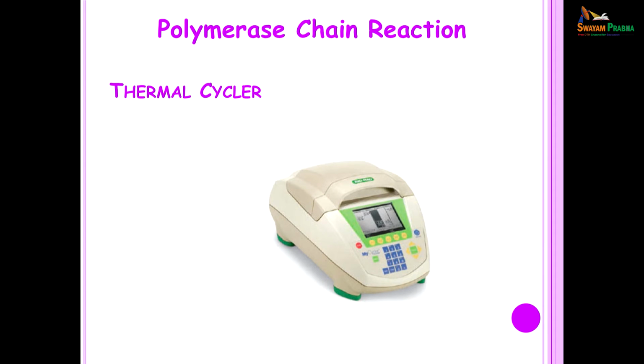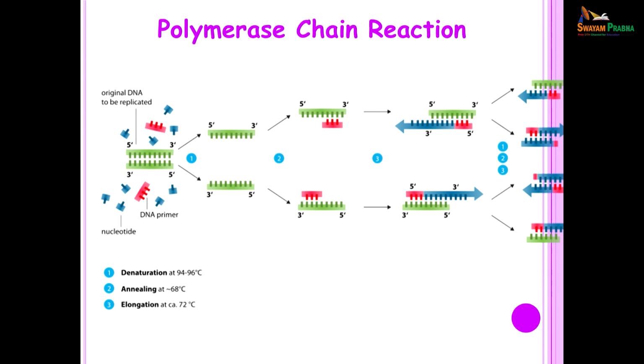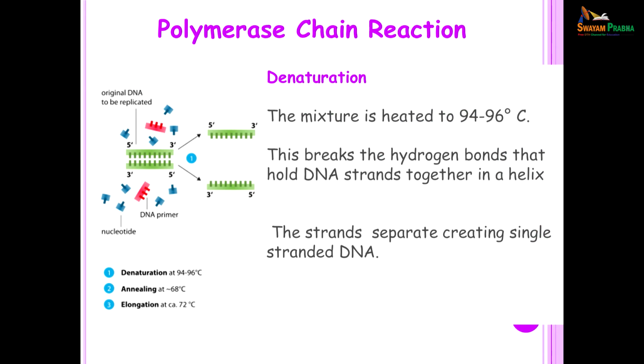Then we are going to place this tube in a thermal cycler. Now, this thermal cycler will start playing around with the DNA. And what does it do to the DNA? In the first instance, the mixture is heated to a temperature of 94 to 96 degrees Celsius, where it will break the hydrogen bonds of the DNA.